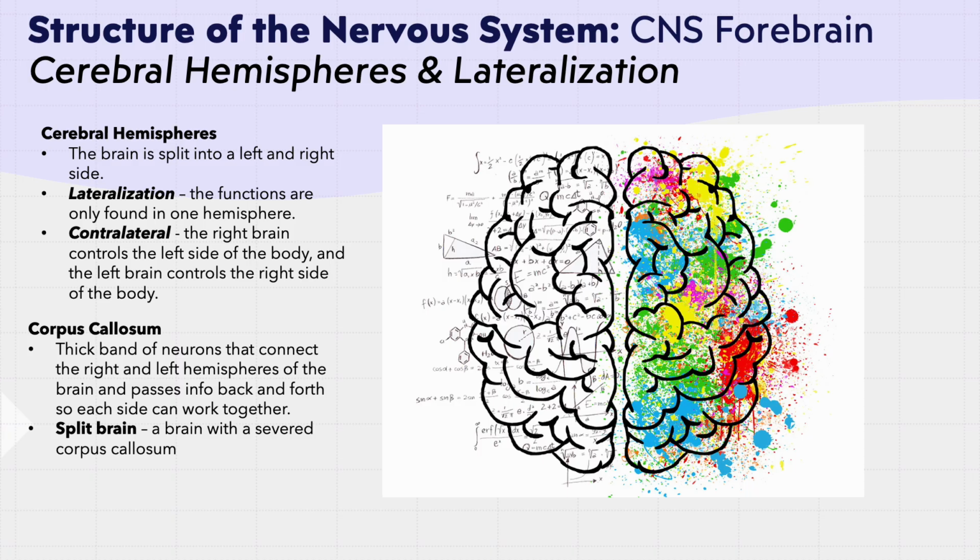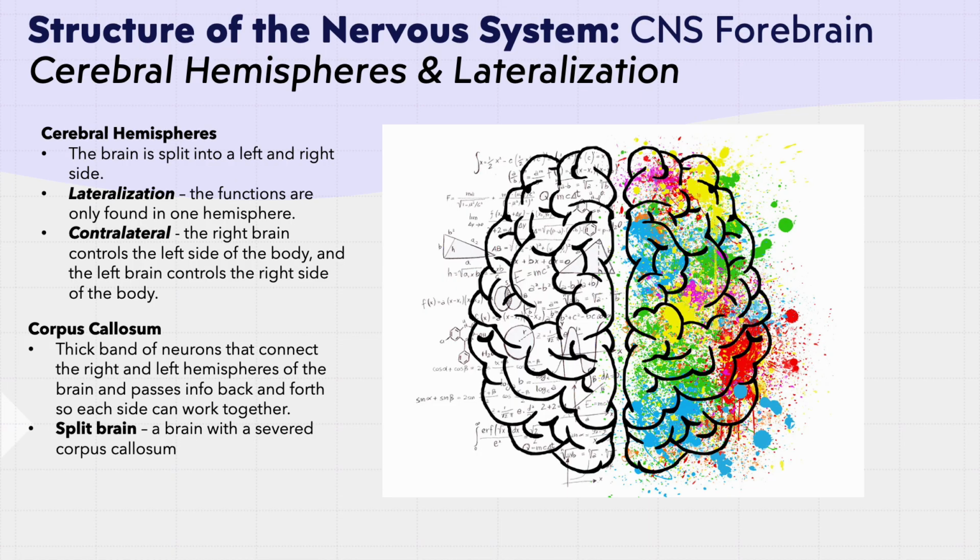So now we'll talk about the hemispheres and lateralization of the forebrain. So cerebral hemispheres are basically the brain is split into a left and right side. And you have what we call lateralization. So that means functions of your brain are only found in one hemisphere or one side. So right and left sides of the brain control different functions in the body. But that leads to what we call contralateral, where the right brain controls the left side of the body and the left brain controls the right side of the body.